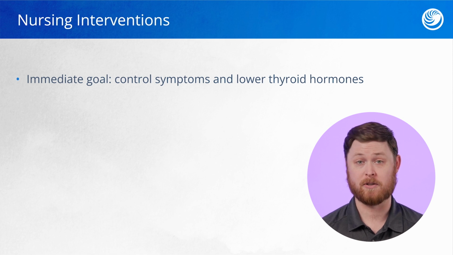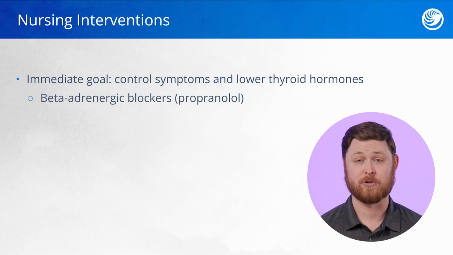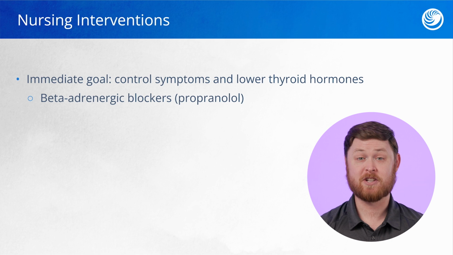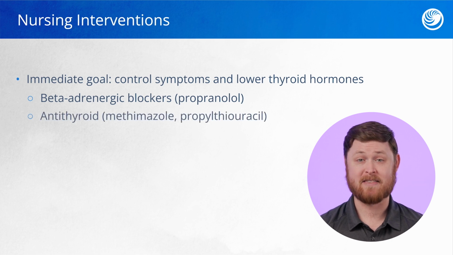Our first goal with these clients is to control the level of sympathetic overactivity within the body and reduce thyroid hormone levels. We want to block actions of sympathetic activity within the heart, and we can do this by administering beta-adrenergic blockers like propranolol. These medications will help to reduce the heart rate and improve cardiac output. Additionally, we can administer anti-thyroid medications like methimazole and propylthiouracil.